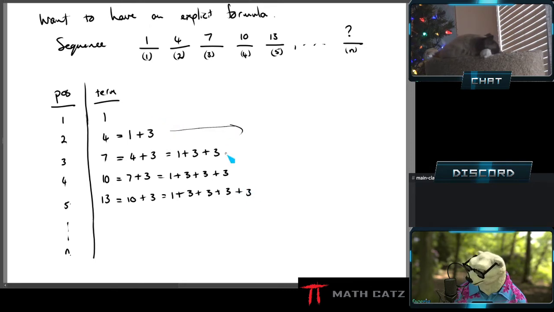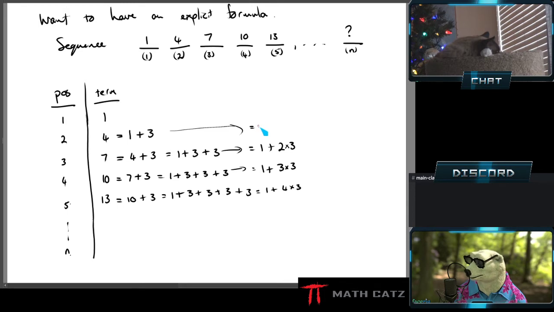So let's write them all over here. I'm going to skip the first one for a second. Go to 7. I have 1 plus 2 times 3. I use a dot, but you can use a times symbol if you want. I have for 10, 1 plus 3 times 3. For 13, I have 1 plus 4 times 3.